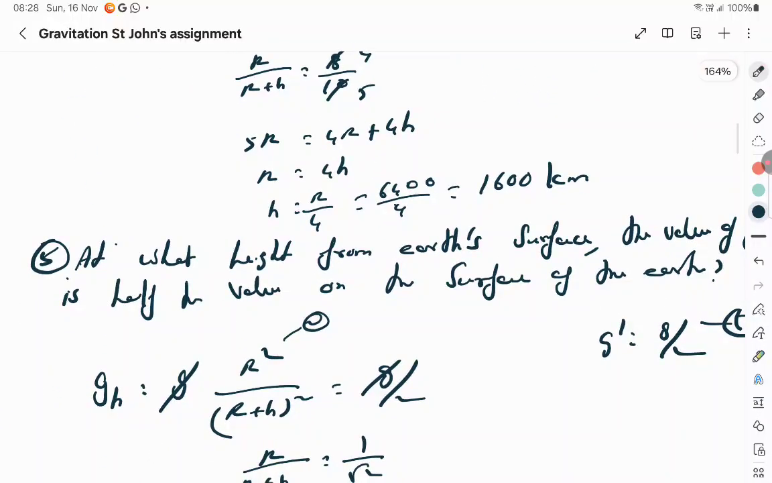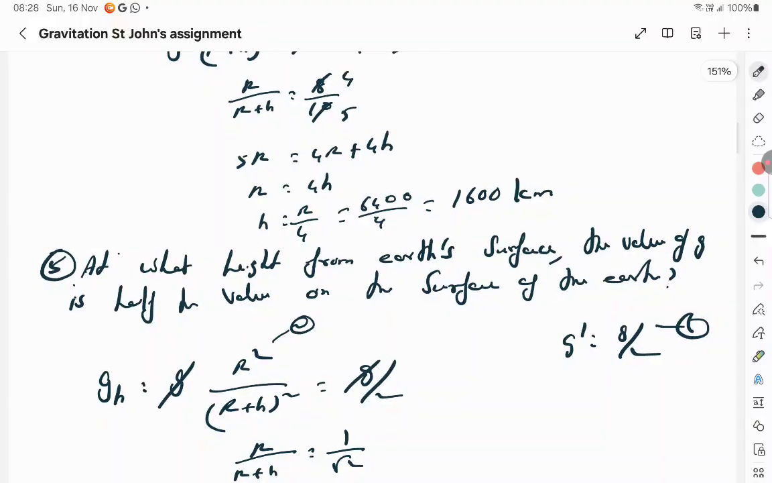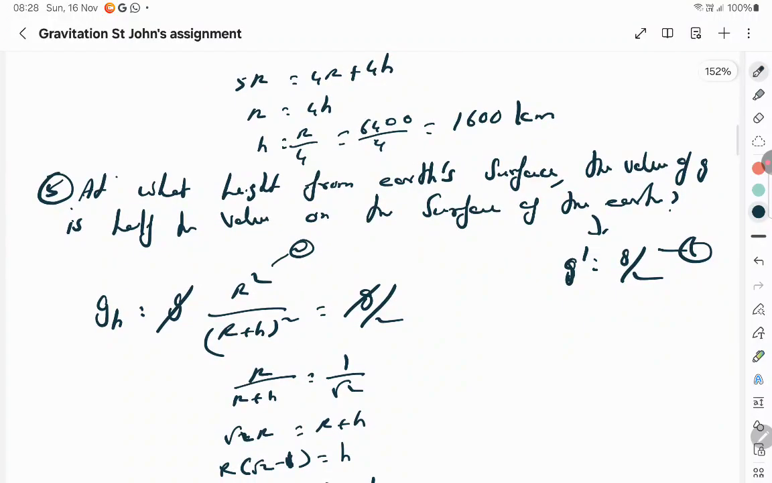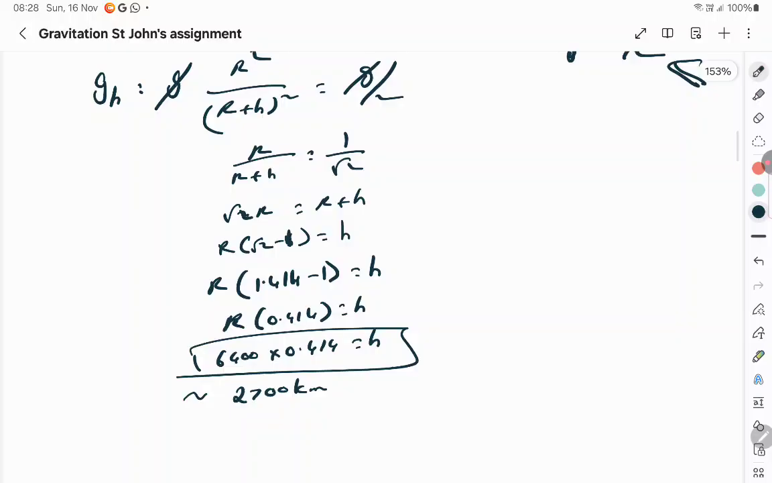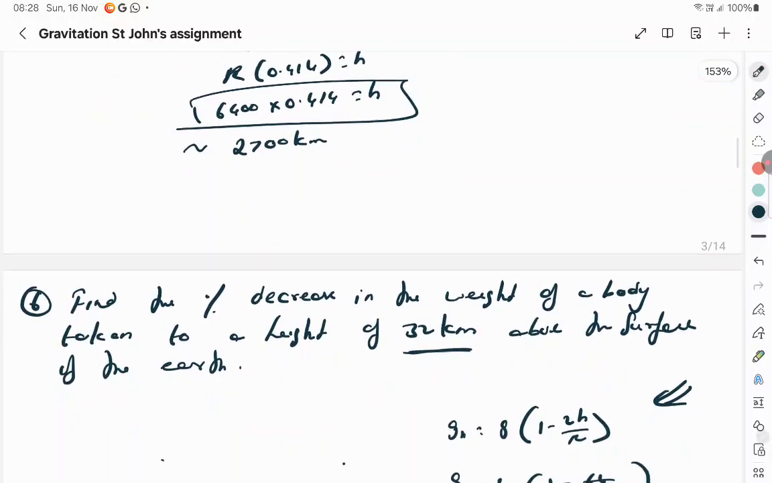At what height from the earth's surface is the value of gravity half? So first write g dash is g by 2 and put the height formula. g h is equal to g into R square by (R plus h) whole square, and equate 1 with 2. What is given in the question is 1, what the formula gives is 2. I equate both of them, and you can find h. Okay, let's go to the next question.